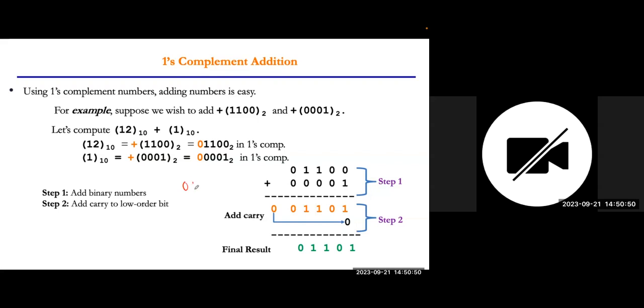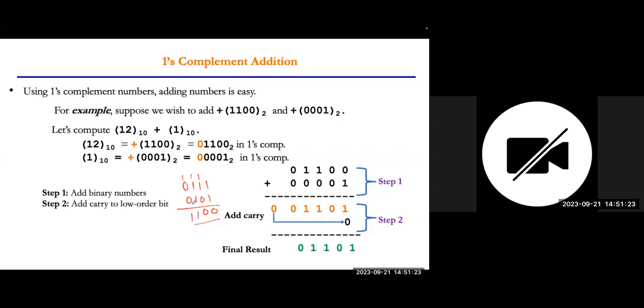Suppose 0, 1, 1, 1, 0, 1, 0, 1. If you add this, what happens? 1 plus 1 is 2, so that is 0 here, carry is here. 1 plus 1 is 2, plus 0 is 2. 0 here, 1 here. 1 plus 1 is 2, 2 plus 1 is 3, so 1 here, 1 will be here. So 1 plus 0 is 1, 0 plus 1 is 1. So you will get this.